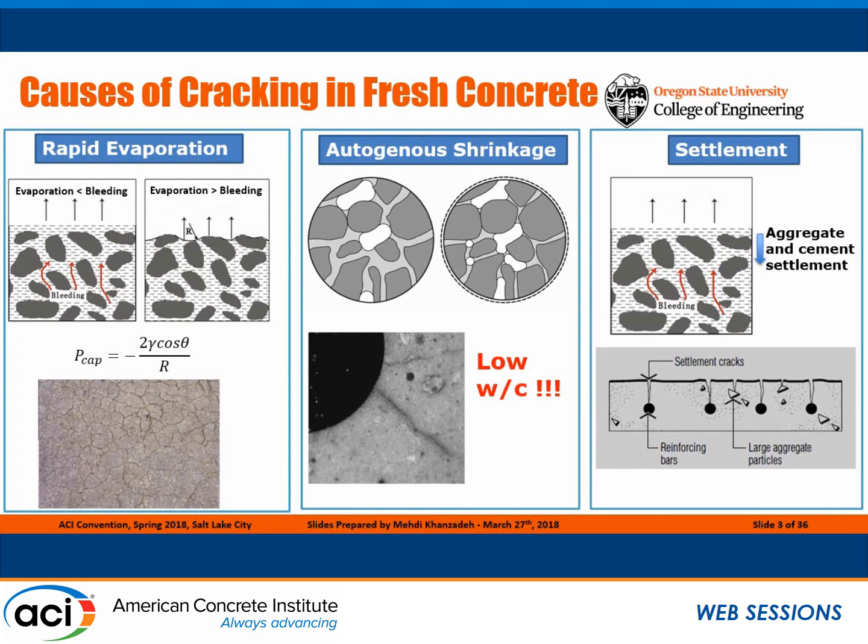The second one is autogenous shrinkage. It happens especially in low water cement ratios because of the smaller fine pores and the high pore pressures. And the third one, which I'm going to talk more about today, is settlement, when aggregate and cement grains settle down because of gravity, and the water moves up, and then in the areas of non-uniform settlement, for example, around the rebar, we will have cracking.